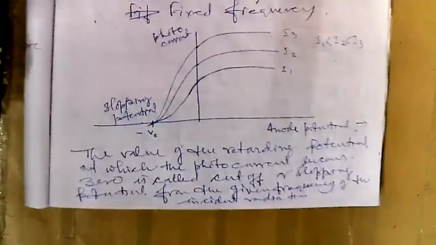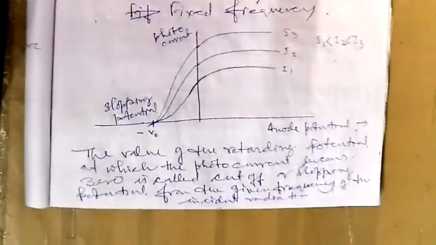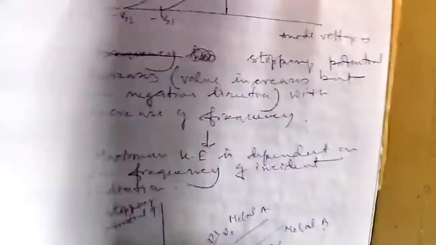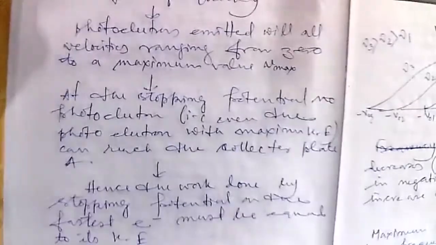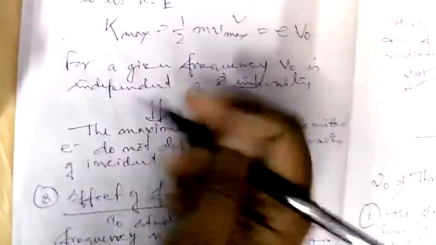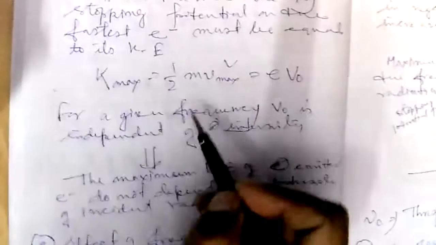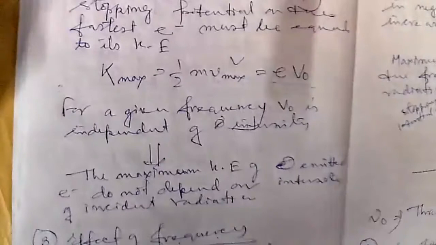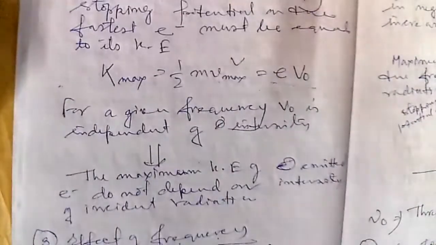Current zero means we can say that the electron with the highest kinetic energy is unable to reach the anode. That is why the current is zero. That means the maximum kinetic energy, which equals half m v max squared, should equal e times V naught. There is a relationship between the stopping potential and the kinetic energy.